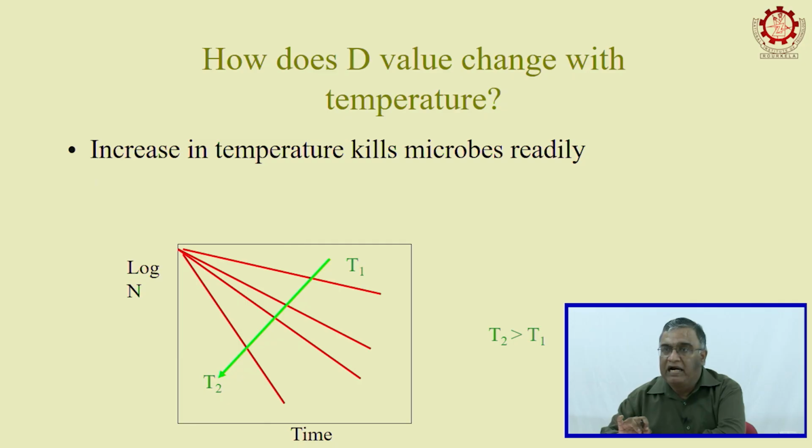So if you have a D value of 1 minute at 60 Celsius, and you increase the temperature to 70 or 80 or 90, the D value is going to go down. Instead of 1 minute, it may be 0.5 minutes or 0.1 minutes and so on. So you're going to have certain benefits.